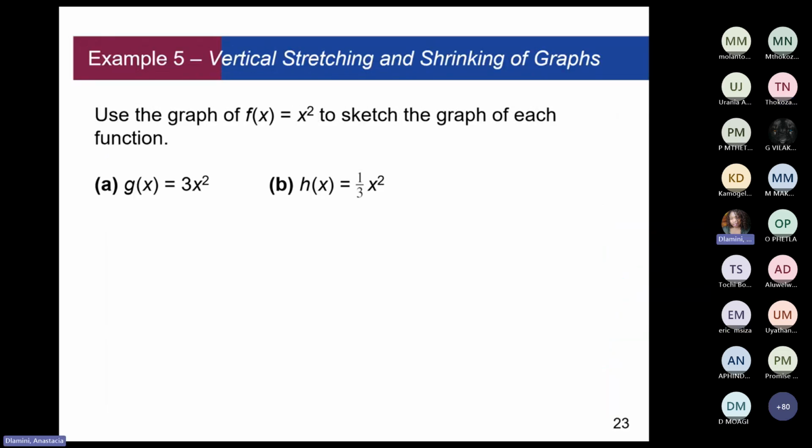So now, use the graph of f of x equals x squared to sketch the graph of each function. Now, by looking at the graph, what are you doing in A and what are you doing in B? I think, ma'am, in A we are stretching and in B we are shrinking. Okay, so if we are stretching, here's our parabola.